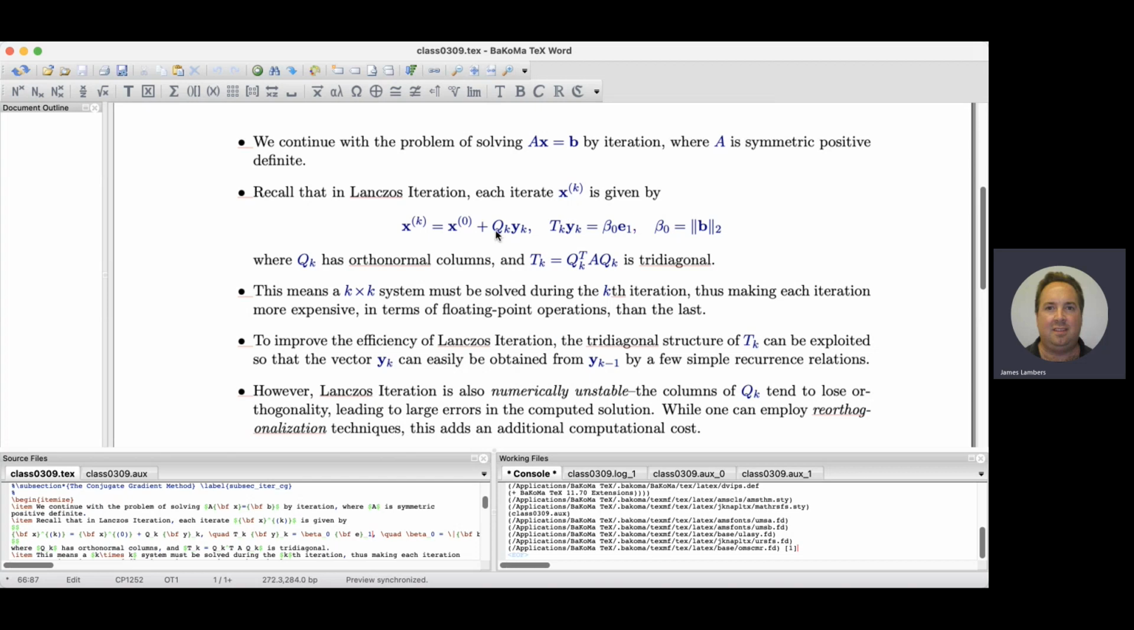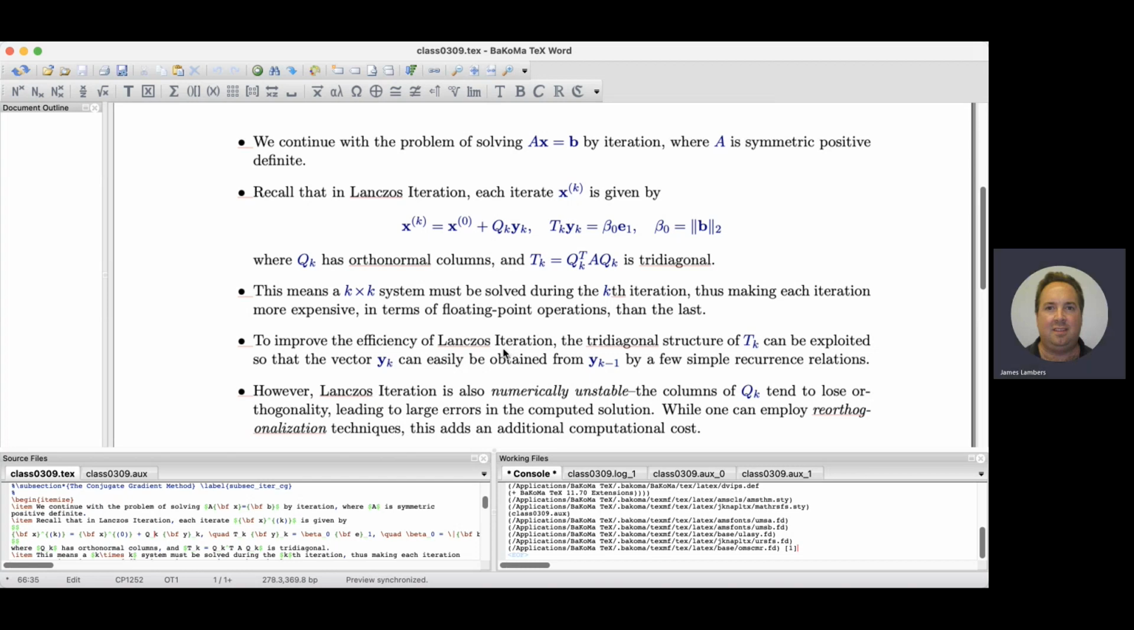Even though the columns of Qk are constructed so as to be orthonormal, because we're dealing with floating point arithmetic, in practice these columns turn out to not really be orthonormal after all. If you were to compute Qk transpose Qk as the iteration proceeds, you'd find that at first it would be identity to machine precision, but then it would start veering away from identity because of this loss of orthogonality.